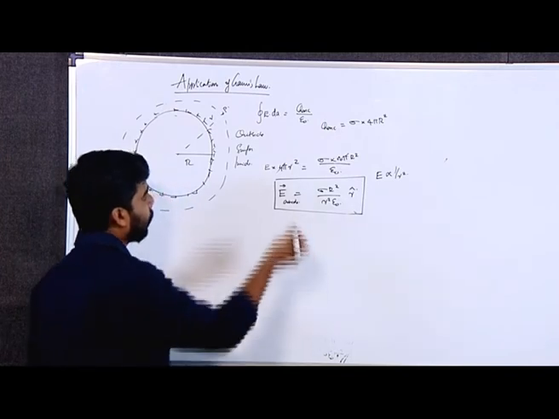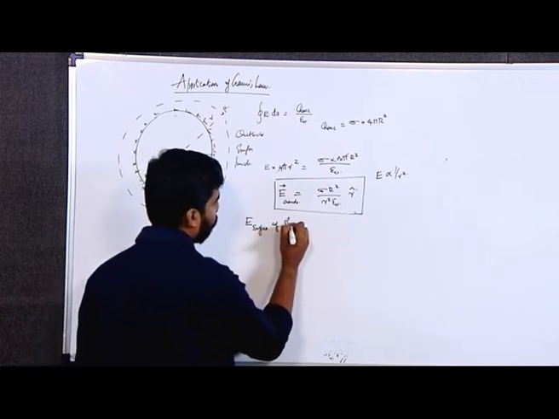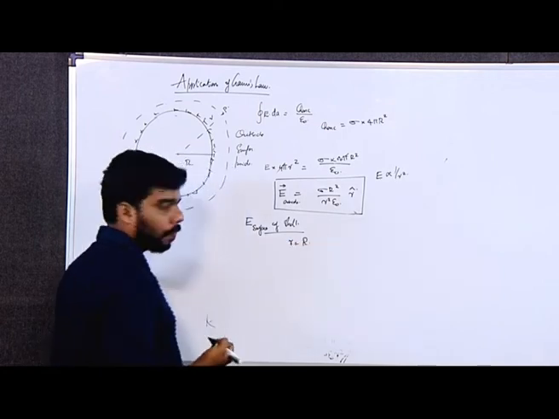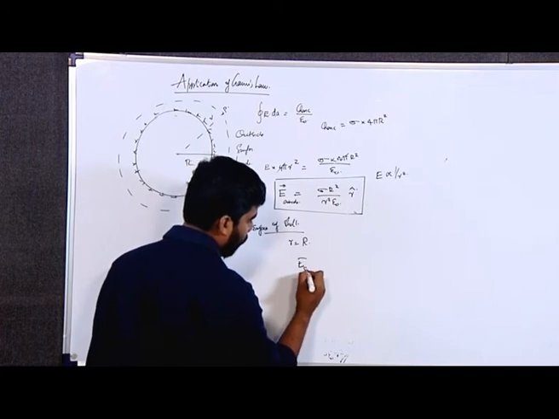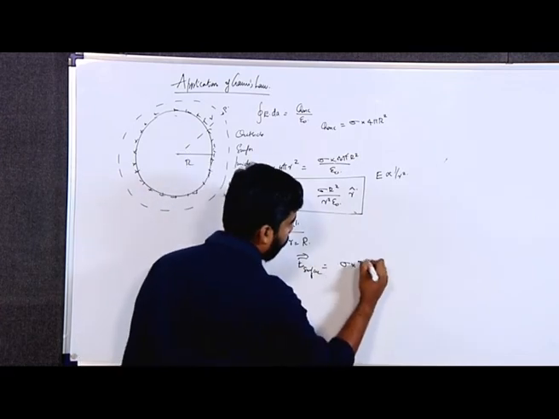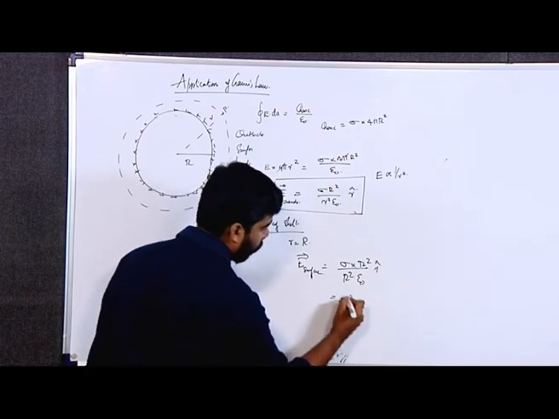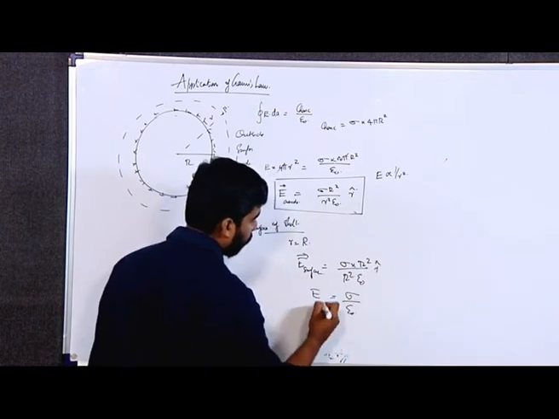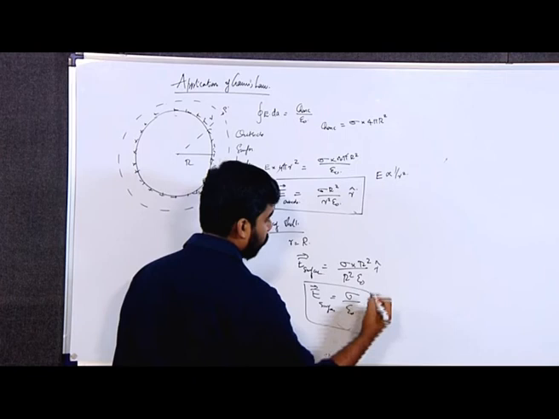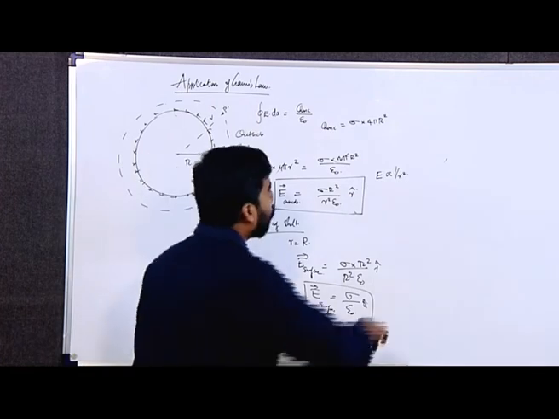Now, what is the electric field at the surface of the shell? At the surface of the shell, put R is equal to R. So what we will get is E out at the surface equal to sigma into R square divided by R square into epsilon 0 into R cap, which is equal to sigma by epsilon 0, which is a constant. So this is the electric field produced at the surface of the shell, which is in the direction of the radius vector, unit vector, R cap.